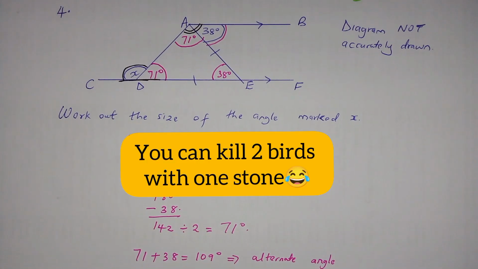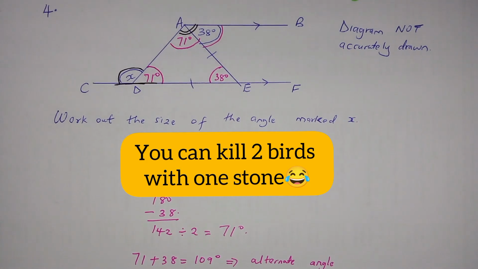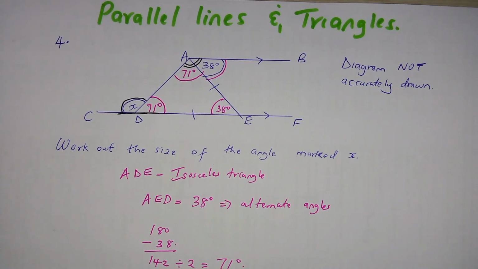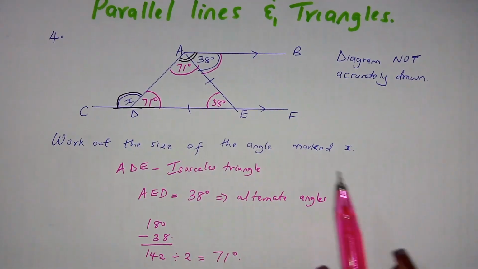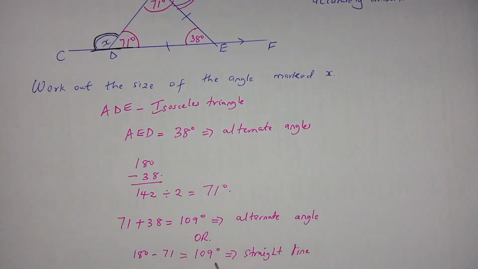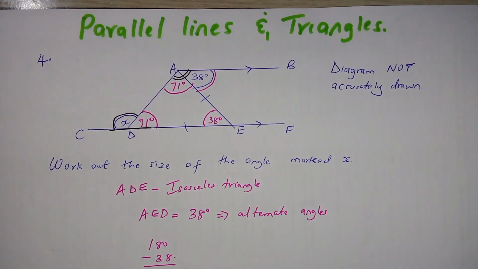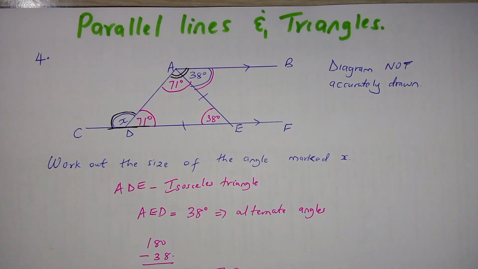So you see, you can kill one bird with 2 stones. Do we normally say we can kill one bird with 2 stones? Yeah, so you can get the answer using different methods as long as you've understood all the methods. Now on to the last question.